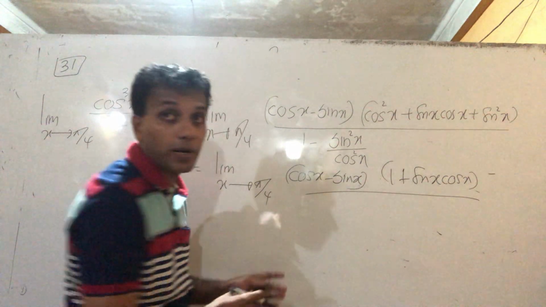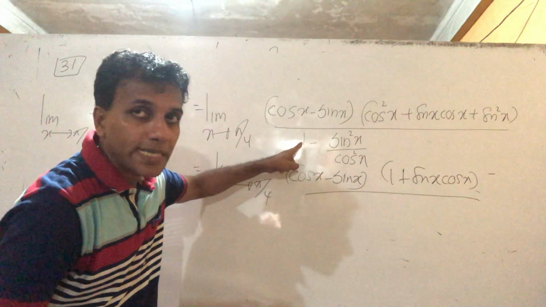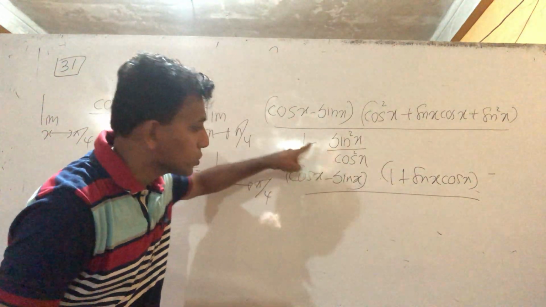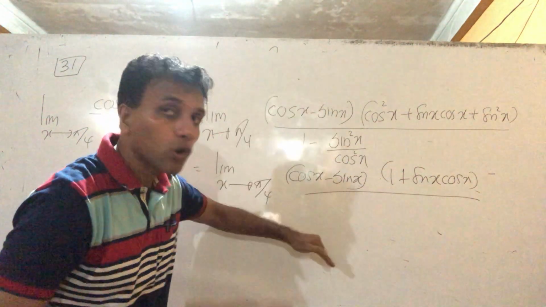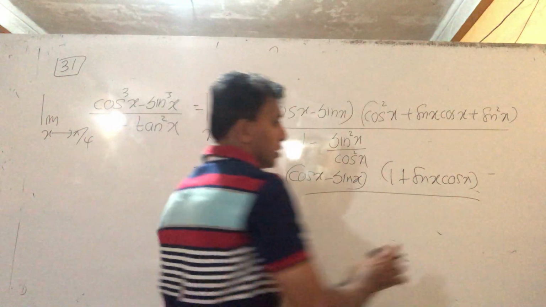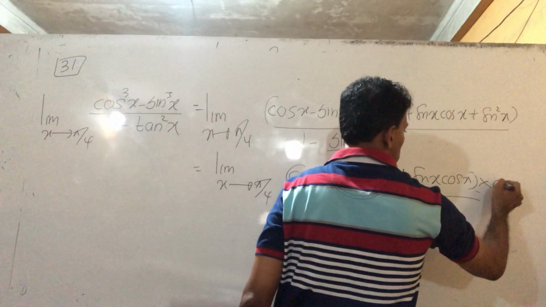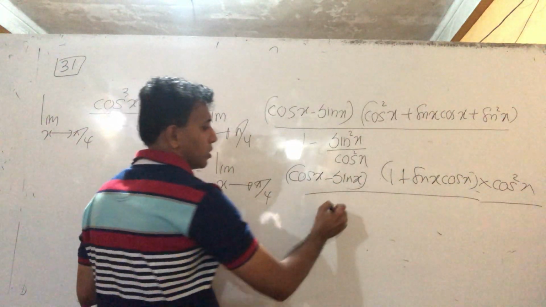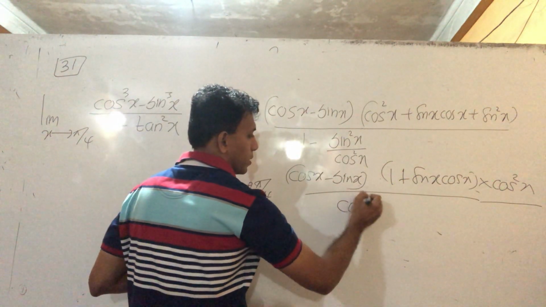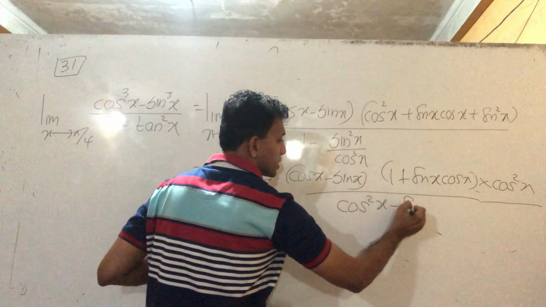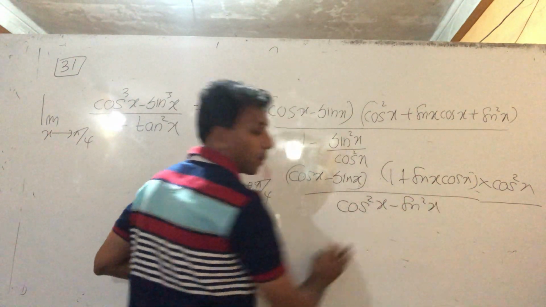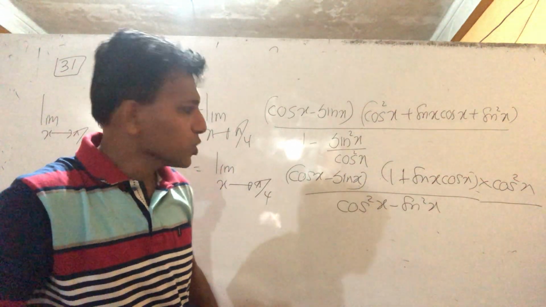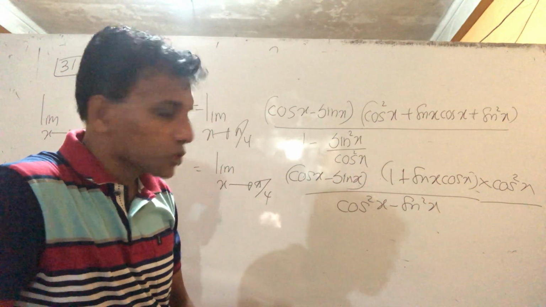And here what happened? Cos square LCM, use the primary fraction LCM, simplify. 1 times cos square, everything below cos square, can I take up? Therefore, into cos square over cos square x minus sine square x. Okay. What is cos square minus sine square? Cos 2x. Actually, that is cos 2x.